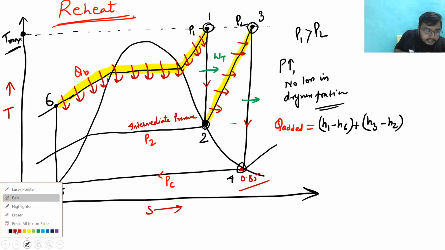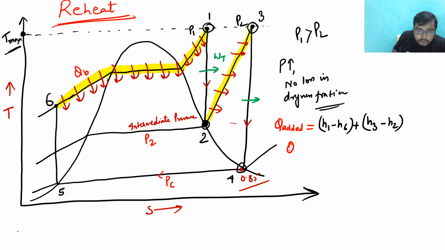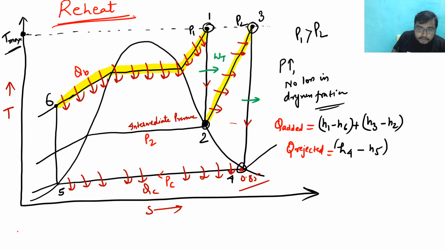Next is what? Next is heat rejected. What is heat rejected? See, this is the heat rejected. These things we have seen. This is the heat rejected. So let this be the QC. So what I can say is H4 and H5 is there. So I can say that heat rejected would be H4 minus of H5. Clear?